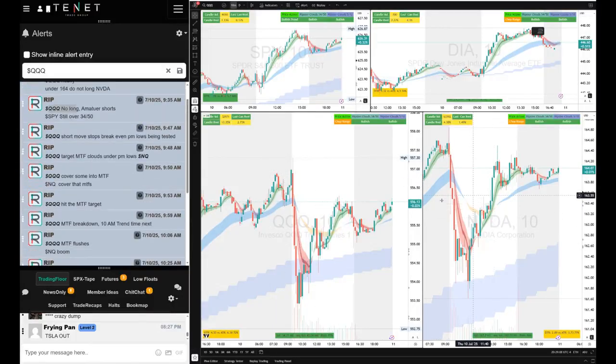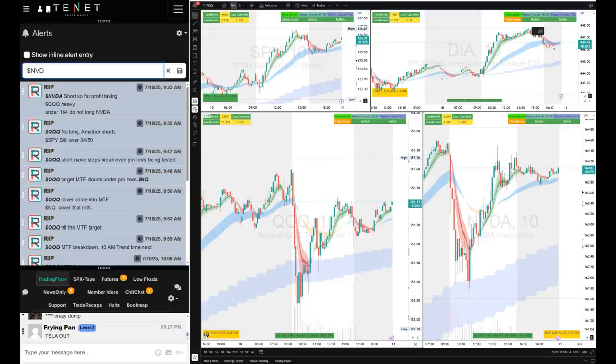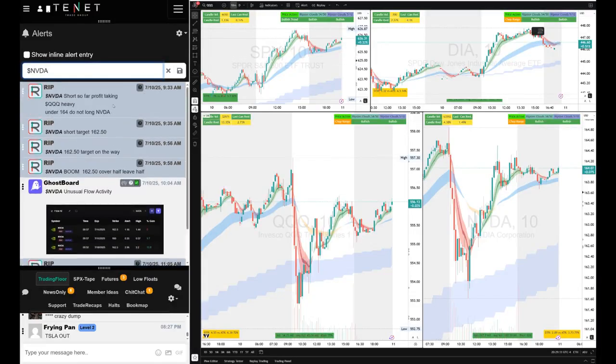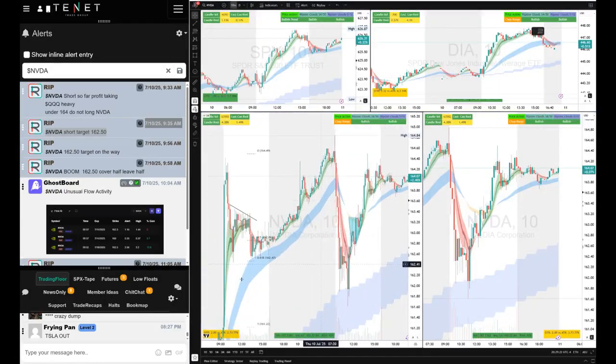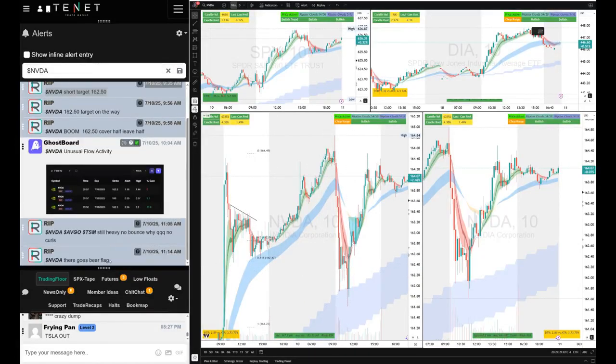So you see that short, and let's talk about NVIDIA short. Same thing there, NVIDIA short, so far profit taking, short it, do not long it. Short target 162.50. What is the short target? 162.50. This is my target, and we hit that target. I still told the traders do not long it, it's bear flagging. Then it broke the bear flag and hit the 160.140.